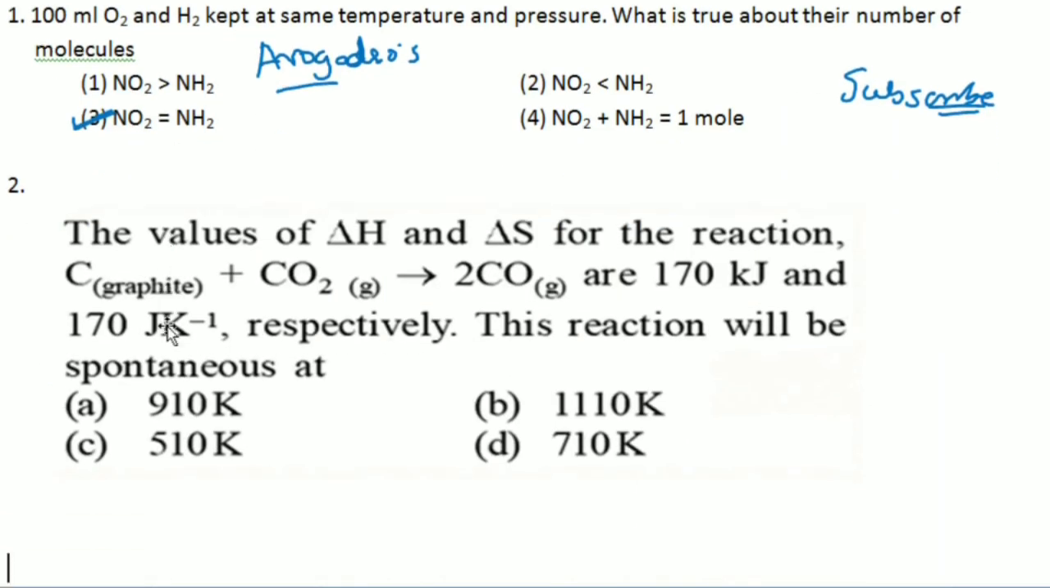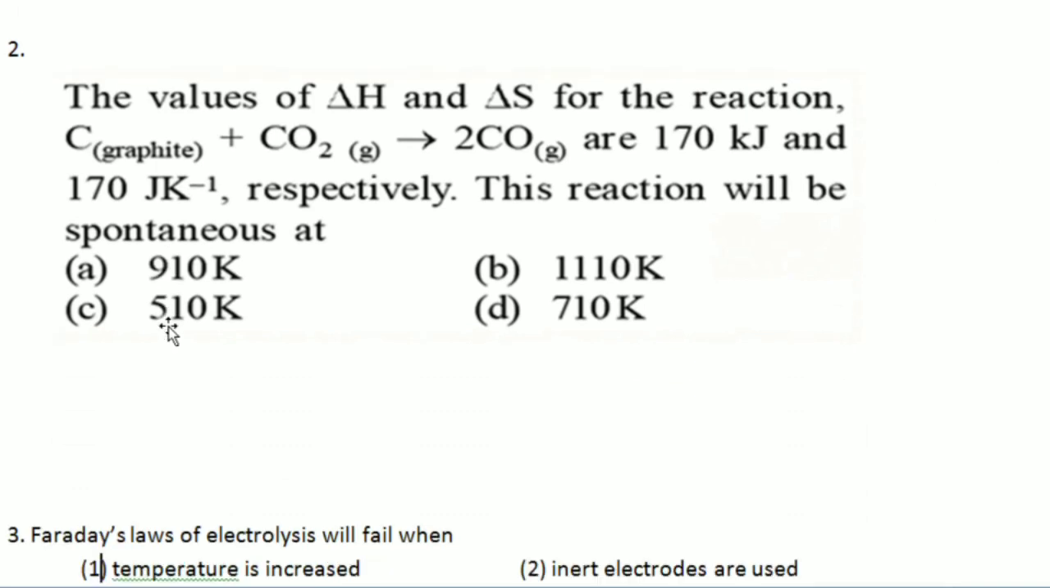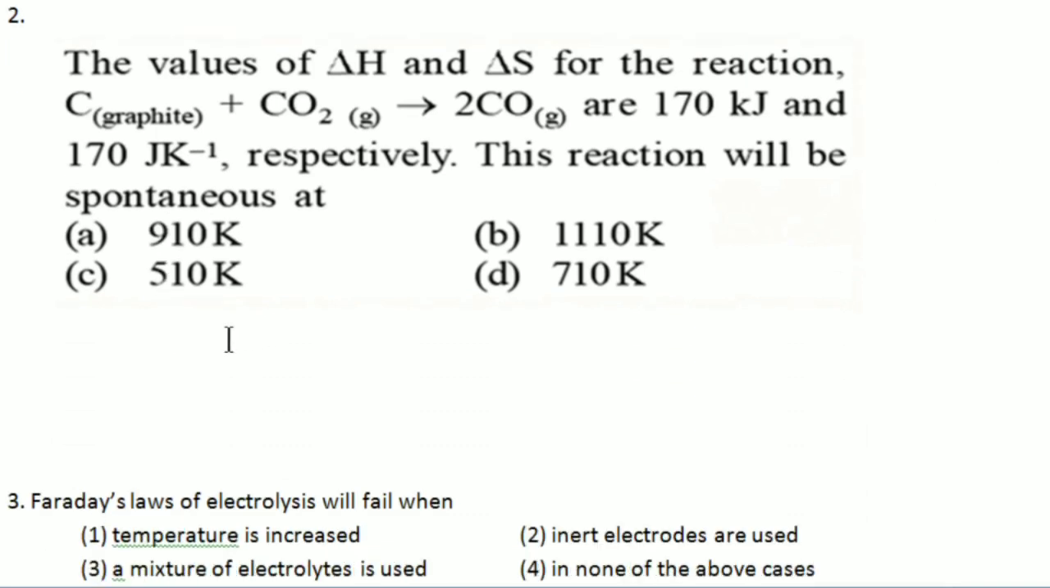Now the second one: the values of delta H and delta S for the reaction C plus CO2 to give 2CO are 170 kilojoules and 170 joules per Kelvin respectively. This reaction will be spontaneous at what temperature? In this particular case, we will use the formula delta G is equal to delta H minus T delta S.